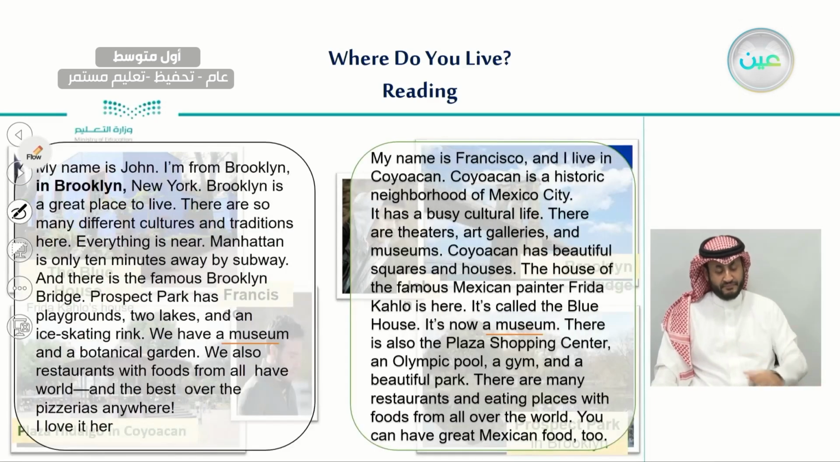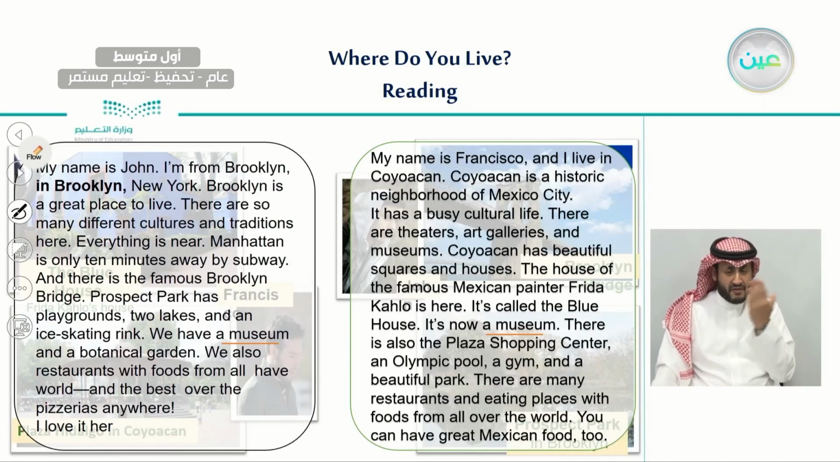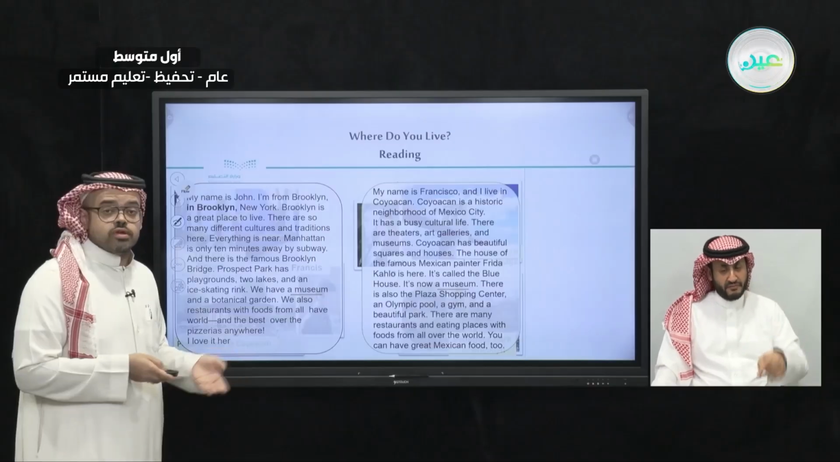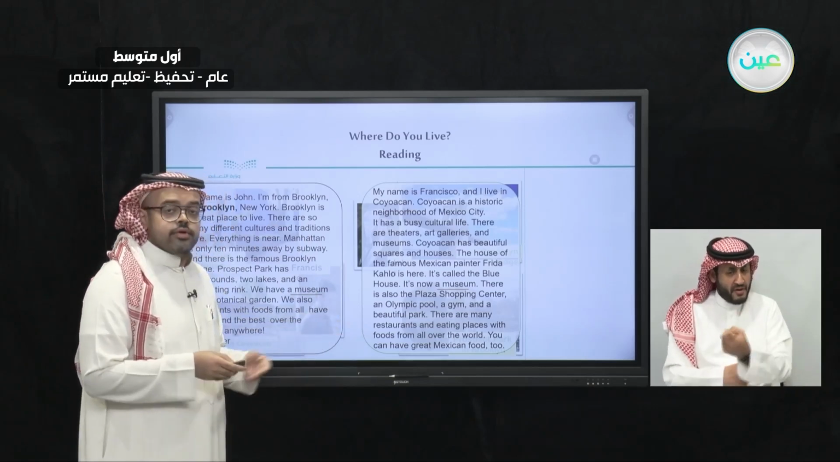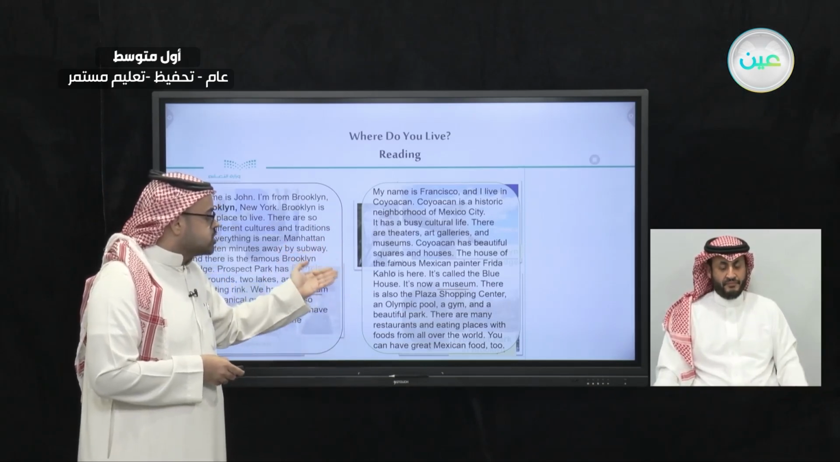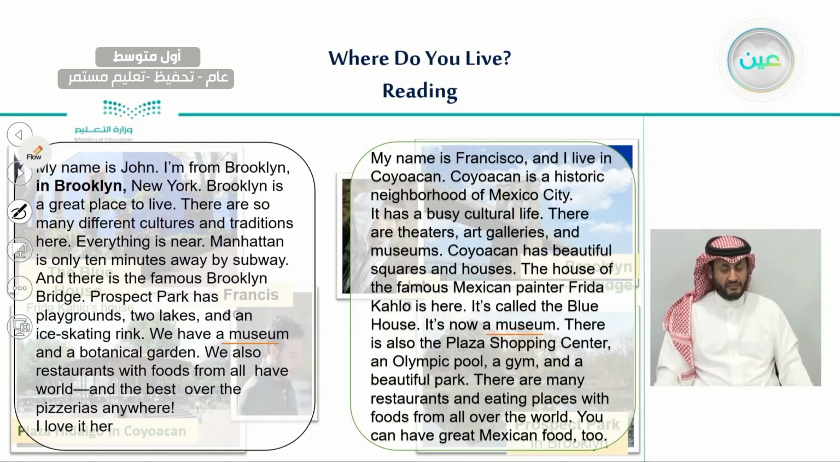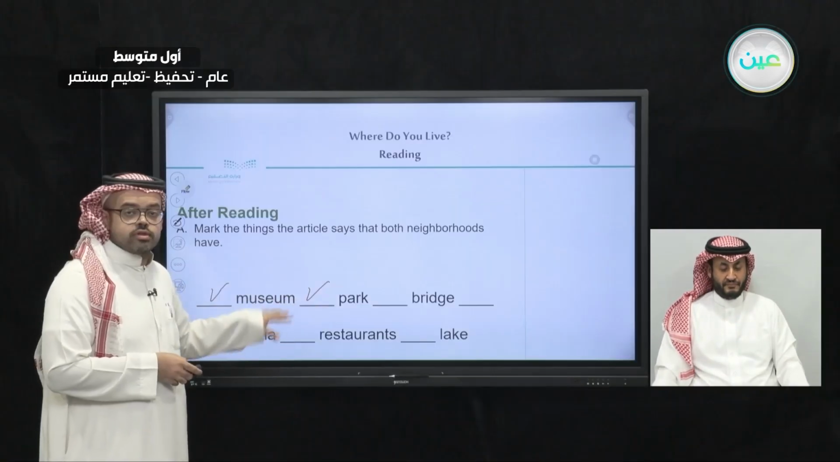Okay, let's move on. What about park? This is the second one. So let's see, John here said that they have a Prospect Park. But what about Francisco? Let's have a look at his text. Did he mention anything about park? Very good. He didn't mention anything about park. Or we think that he mentioned this one, which is a beautiful park. So they both have a park. John and Francisco, both of their neighborhoods have parks. So now we will go back, and here also we're going to put a mark on parks.